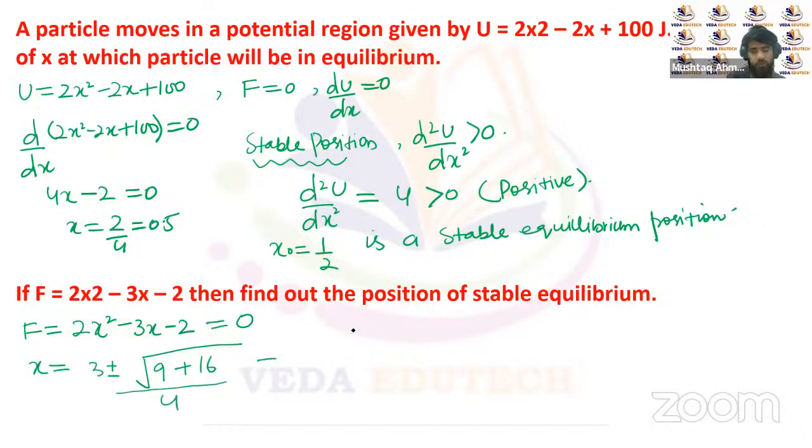So there will be two solutions. That will be 3 plus minus 5 upon 4. One solution will be 8 upon 4, that's 2. Another solution will be minus 2 upon 4, or that will be equal to minus 1 upon 2. So there will be two positions, right?